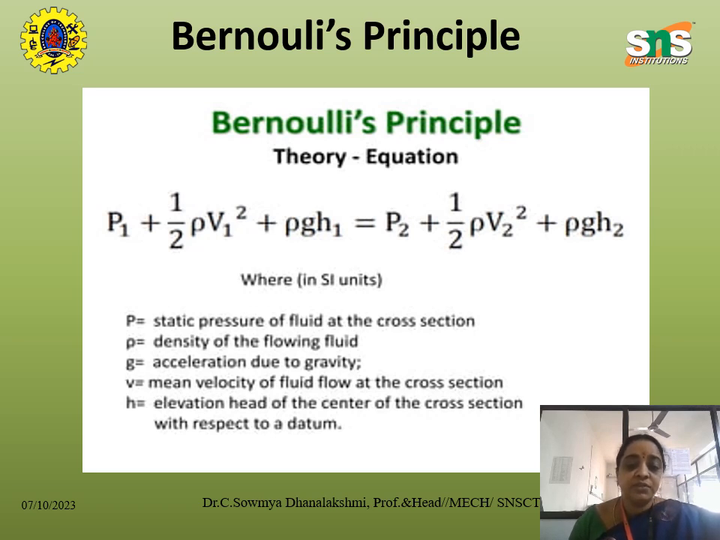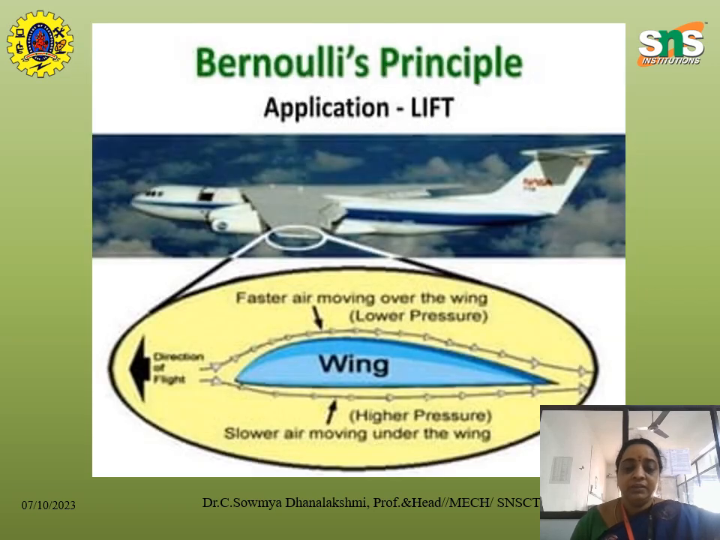This is the equation which shows the Bernoulli's principle. So P1 plus half rho V1 square plus rho g h1 is equal to P2 plus half rho V2 square plus rho g h2. So in the previous diagram we have seen cross section 1 and cross section 2. Where P is the pressure, rho is density, V is mean velocity, and height h is the elevation head from the ground. That is the elevation head of the center of the cross section with respect to the datum.